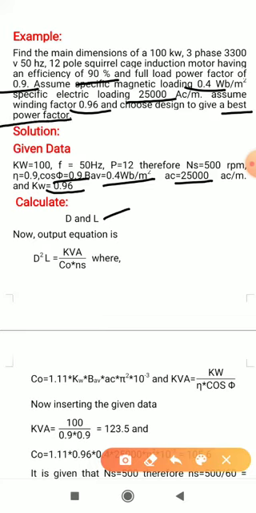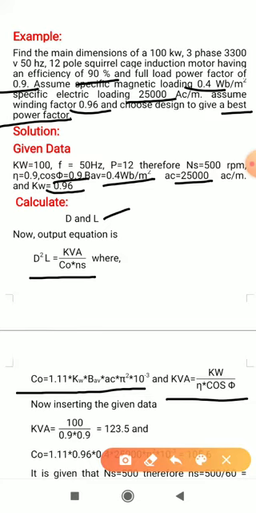Now first we will calculate the D square L, and for that purpose we will use the output equation, and the output equation is D square L is equals to kVA divided by Co into Ns, where this Co is having this expression, that is 1.11 into Kw into Bav into AC into pi square into 10 to the power minus 3, and kVA is the kW divided by efficiency into cos phi, and in these two equations whatever be the quantities we require to calculate all are given.